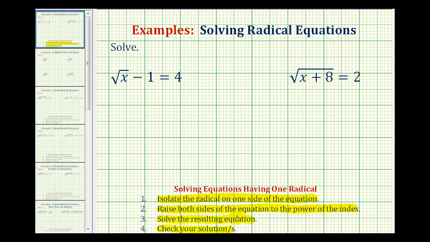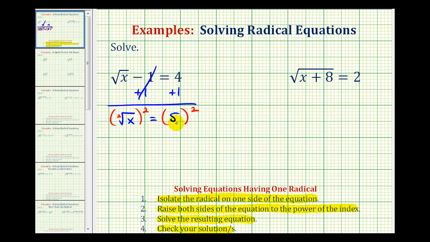So for our first example, we want to isolate the square root of x. So to undo this minus 1, we'll add 1 to both sides of the equation. This would be 0, leaving us with the square root of x equals 5. Now we want to undo the square root by raising both sides of the equation to the power of the index. And since the square root has an index of 2, we're going to square both sides of the equation.